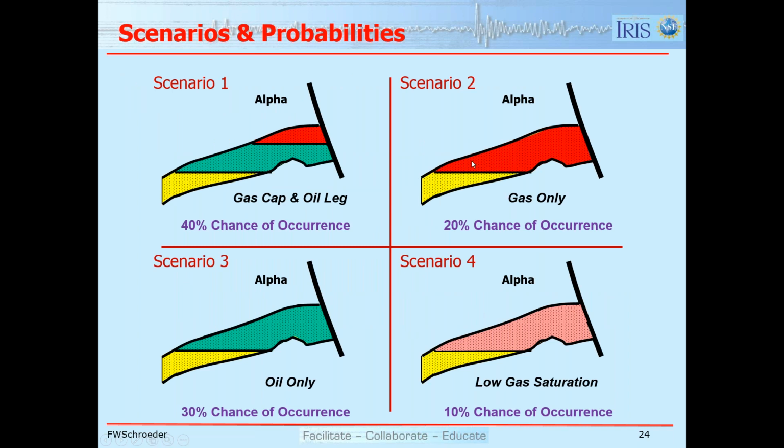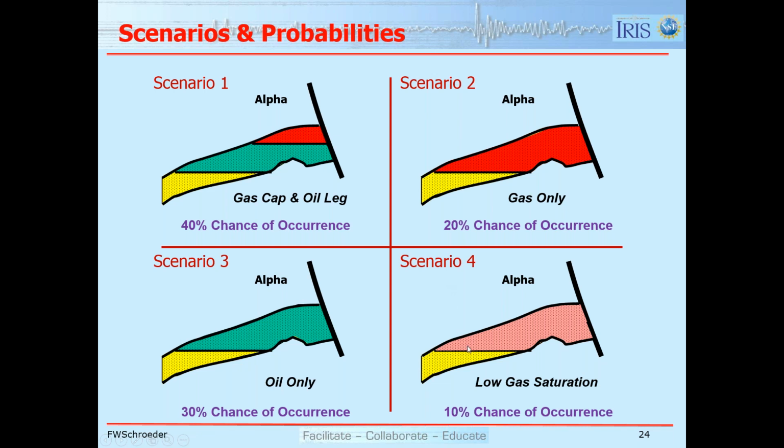So looking at alpha, we could come up with four end-member cases. There might be a gas cap and an oil leg, and if that seismic was interpreted correctly, we have some independent geophysical evidence for this being the case. Maybe we say there's a 40% chance that this is what is happening at alpha. Maybe alpha only has gas in it, and we say maybe that's a 20% chance. Maybe alpha only has oil in it. We've assigned 30% to that possibility.